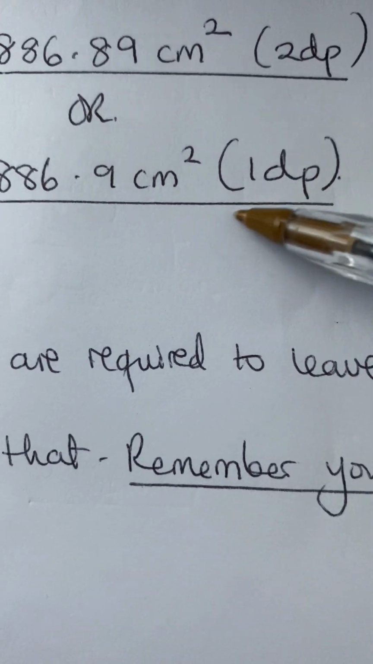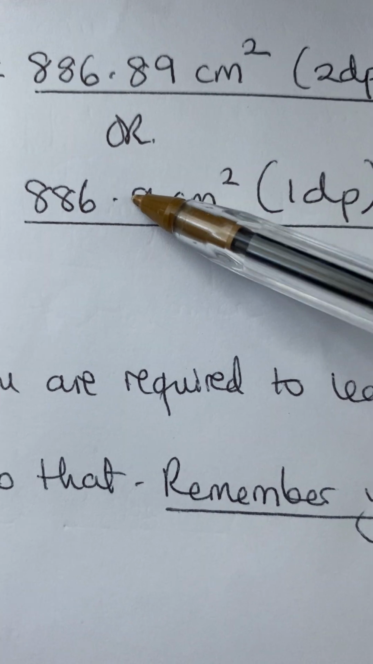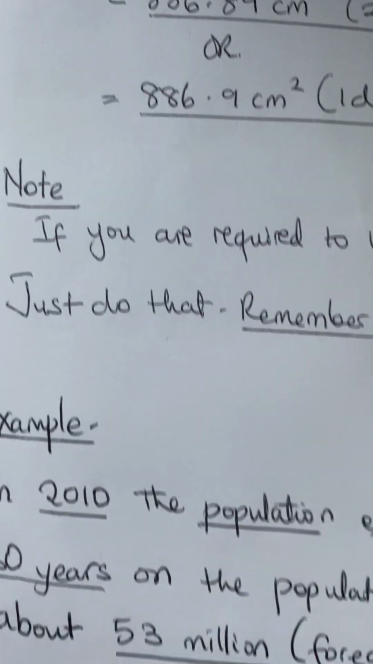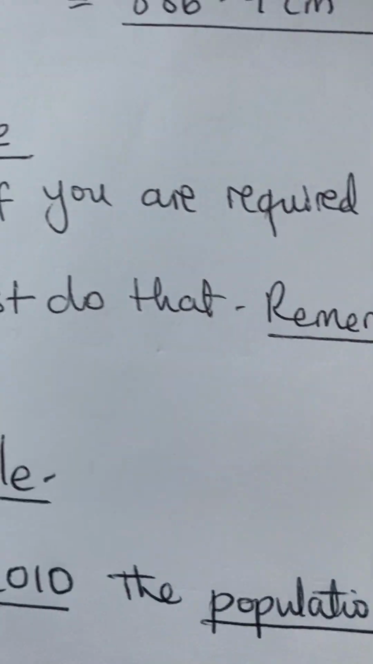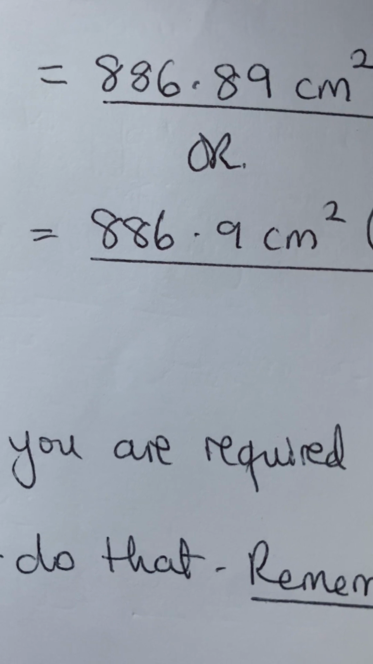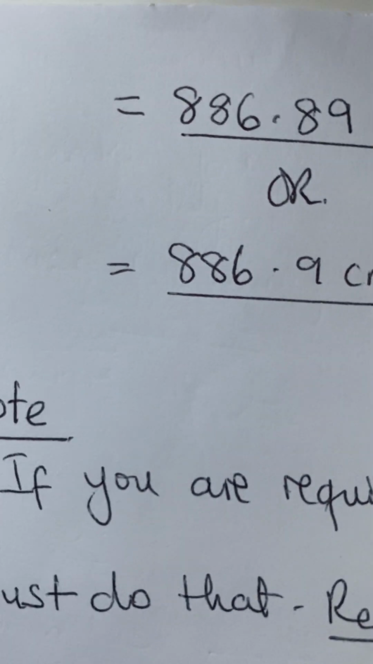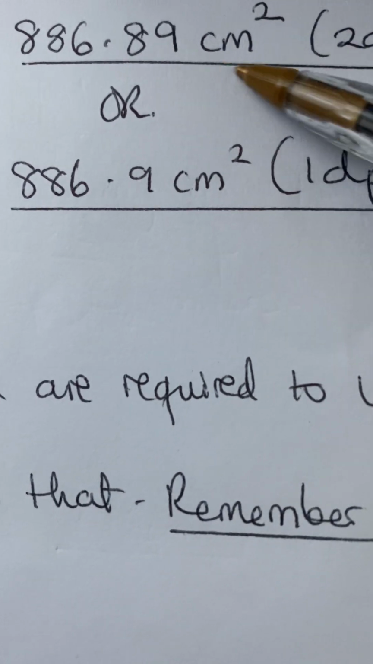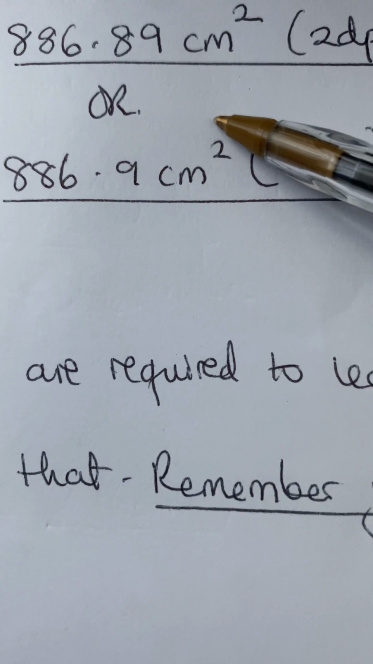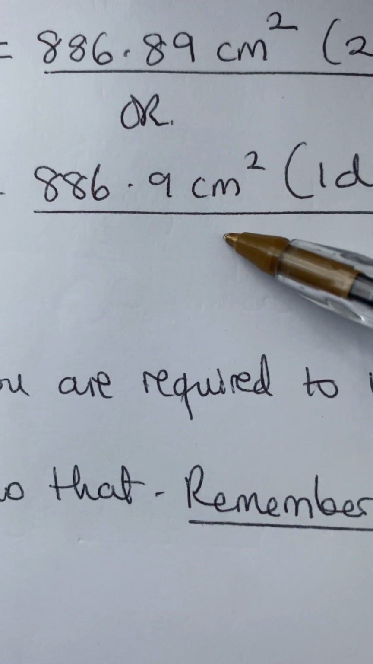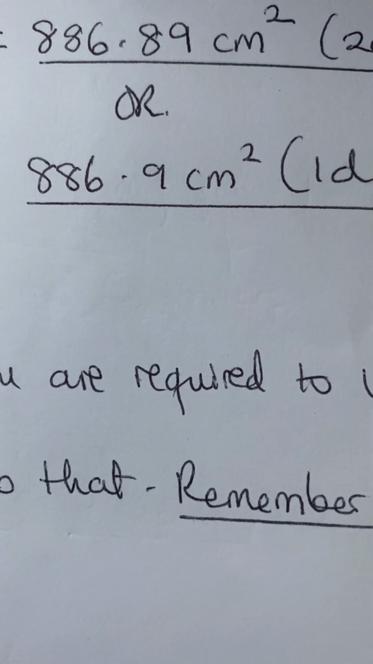got. So I can put it in 1 decimal place or 2 decimal places, or 3 significant figures or 4 significant figures. Now remember your units. Length is in centimeters, area is in centimeters squared.